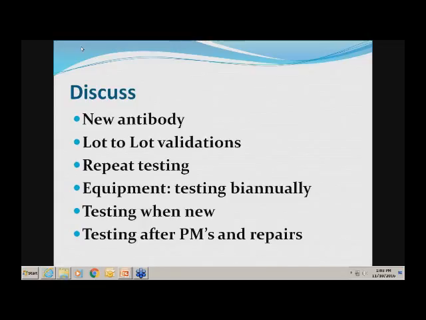Let's start out by talking about new antibodies and lot-to-lot validations, repeat testing, equipment. Testing has to be done biannually, especially if you have multiple instruments. There's ways to test to make sure that your instruments are performing optimally. All of these things are very, very important. When the equipment is brand new, it needs to be tested, and if you have a PM done or major repairs, it also needs to be tested to make sure that it's functioning optimally at all times.